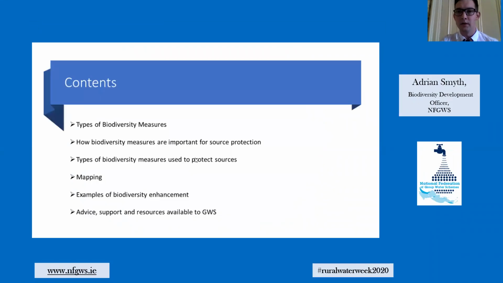Some of the things I'll be discussing today will be types of biodiversity measures which are available, which can help in source protection, how biodiversity measures are important for source protection, types of biodiversity measures used to protect sources, some mapping that can be carried out that will help with biodiversity but also help in source protection, examples of biodiversity enhancement on schemes, and advice, support and resources available to group water schemes.